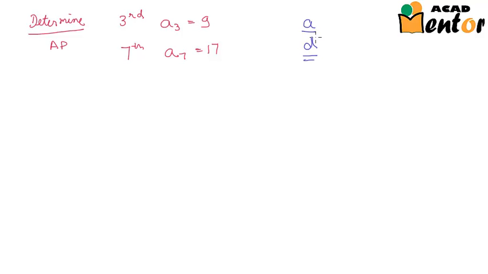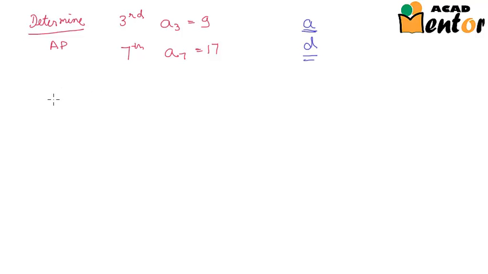Determine the AP whose third term, a3, is 9 and the seventh term, a7, is 17. Now when I ask you to determine the AP, that means nothing but finding the first term a and the common difference d. If you remember from the last video, if you know the first term and the common difference, you can find any term of the AP.